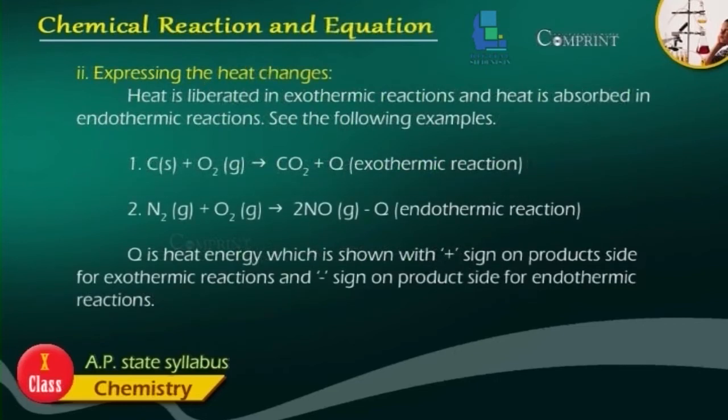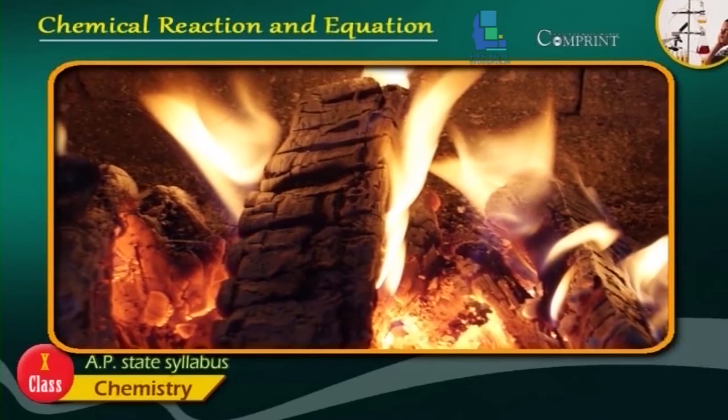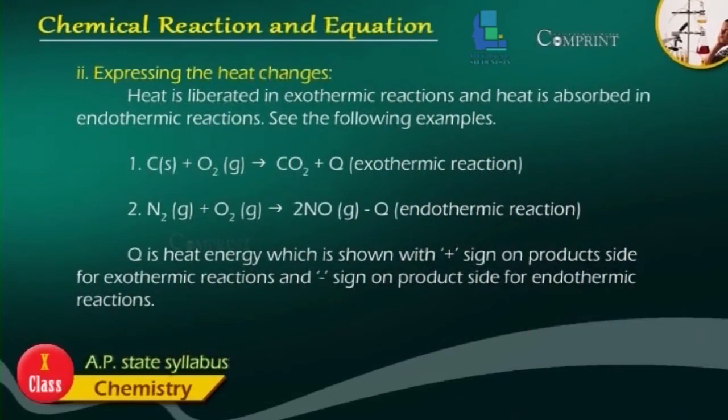Number 2. Expressing the heat changes. Heat is liberated in exothermic reactions and heat is absorbed in endothermic reactions. See the following examples. C + O2 gives CO2 + Q. N2 + O2 gives 2NO - Q. Q is heat energy, which is shown with a plus sign on the product side for exothermic reactions and a minus sign on the product side for endothermic reactions.